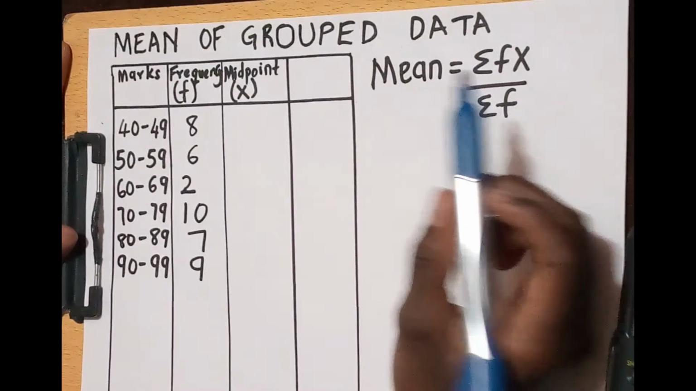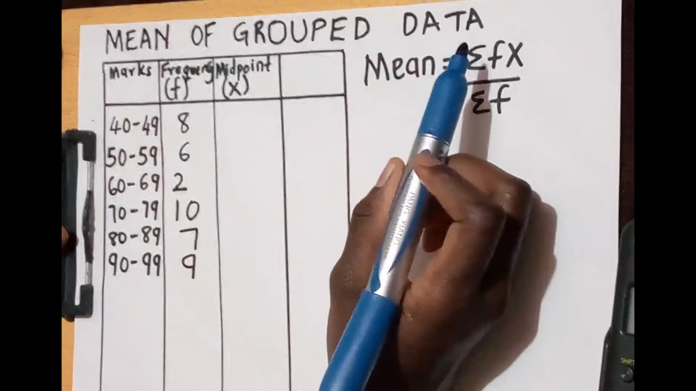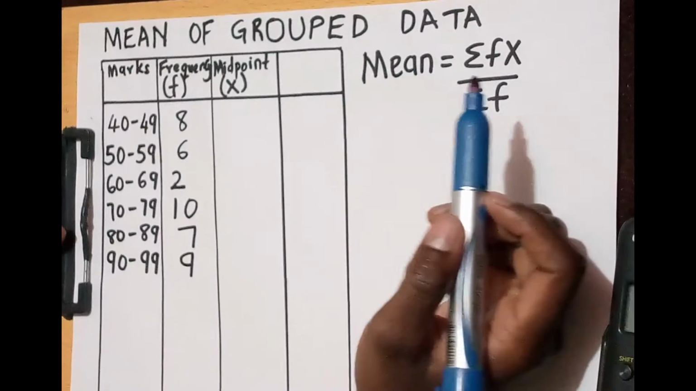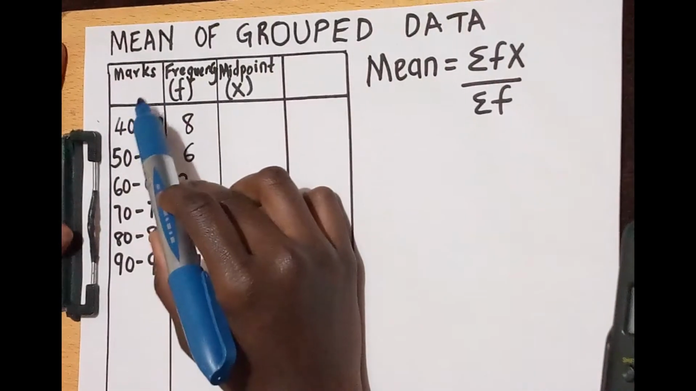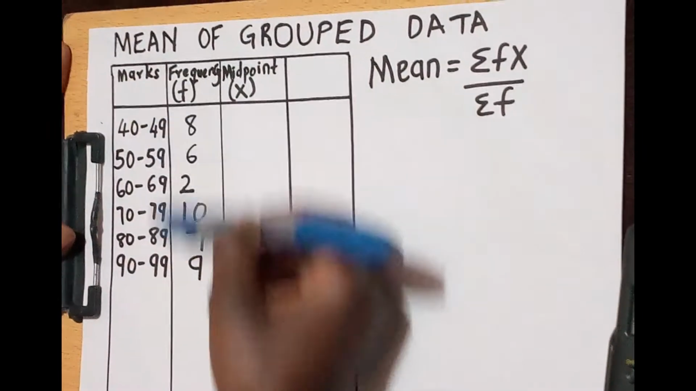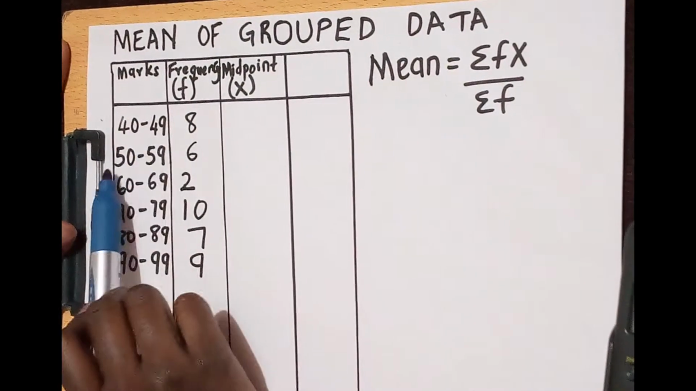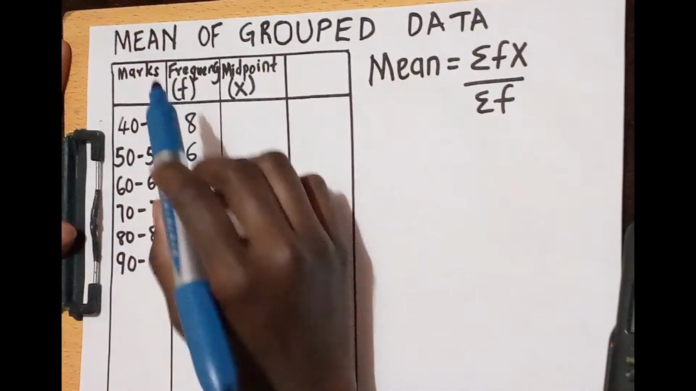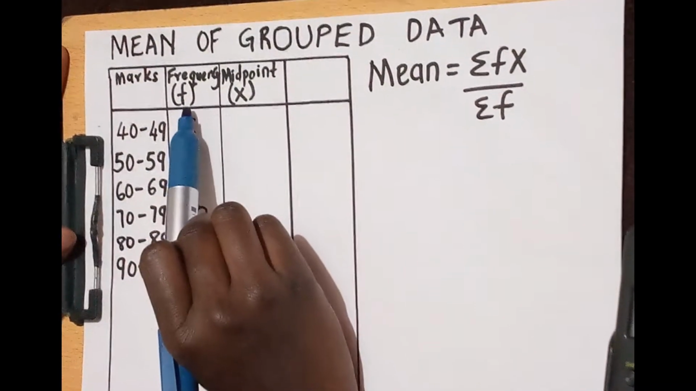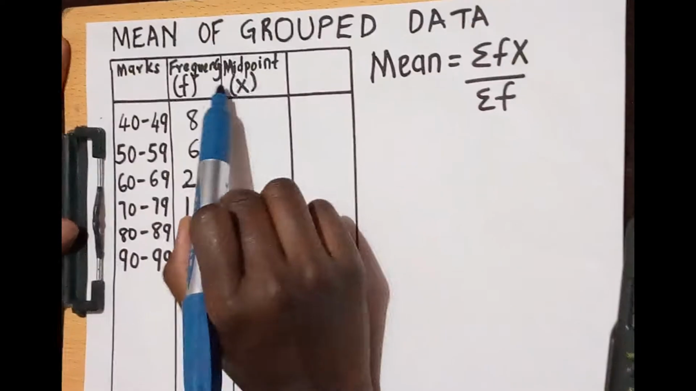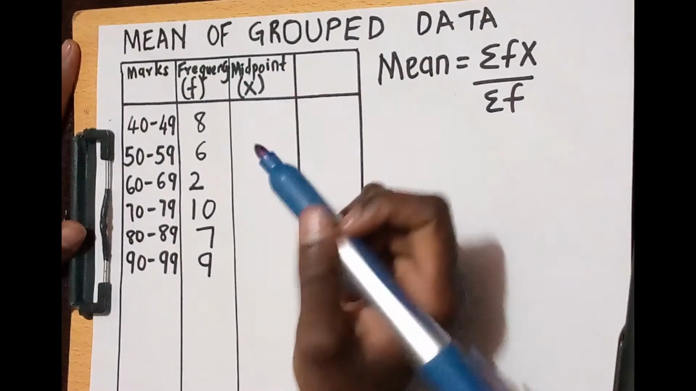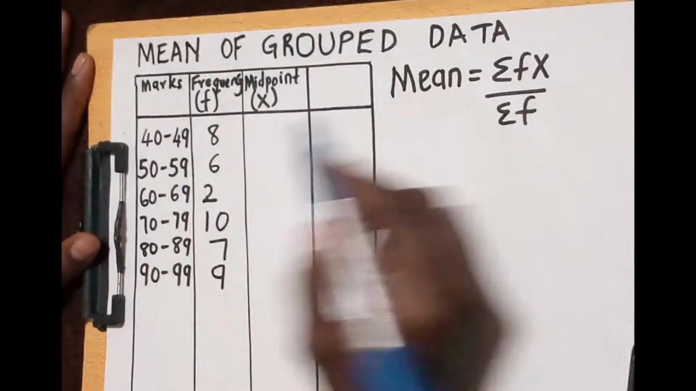We are going to cover the mean of grouped data, calculation of the mean in the case of grouped data. In this case, we are given the marks listed from 40 to 49, 50 to 59, up to 90 to 99. Then we have the frequency that is labeled as F. We also have the midpoints that we are going to calculate. So, okay, the first step is usually to get the midpoint.